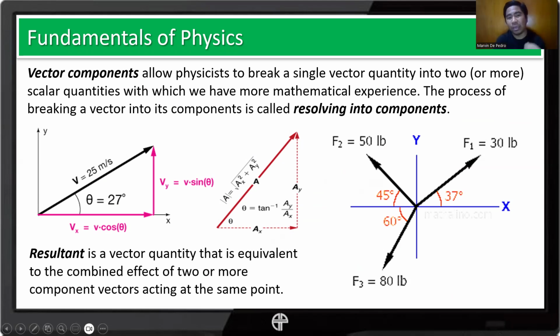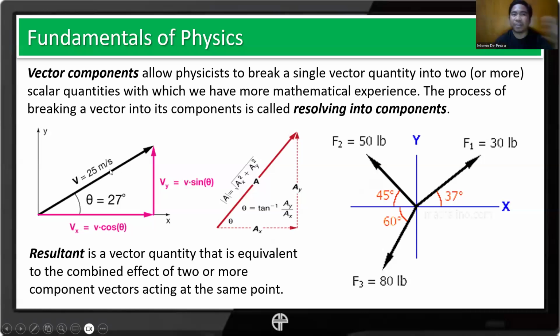Okay, you can do that using your SOHCAHTOA. As you can see, we have the angle 27 degrees. So to take the opposite side, remember, this is opposite. Sine is opposite over hypotenuse. So opposite, this one, the Vy, over hypotenuse. So sine 27 is Vy over 25.